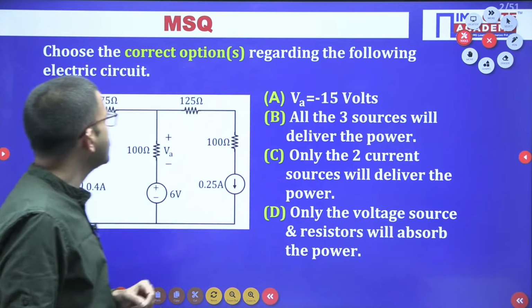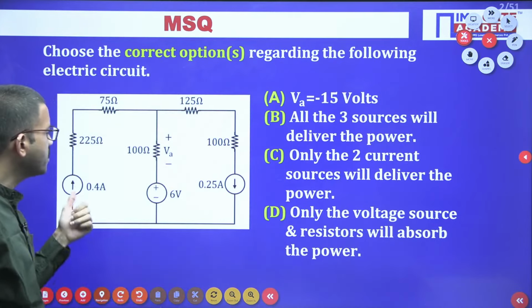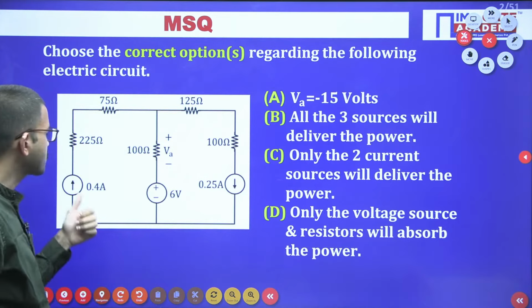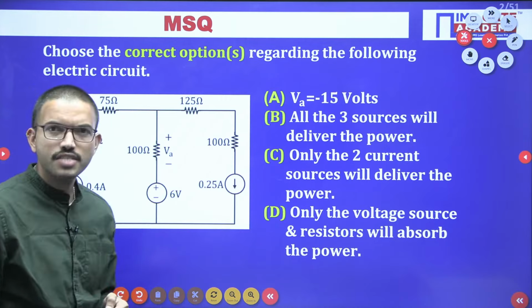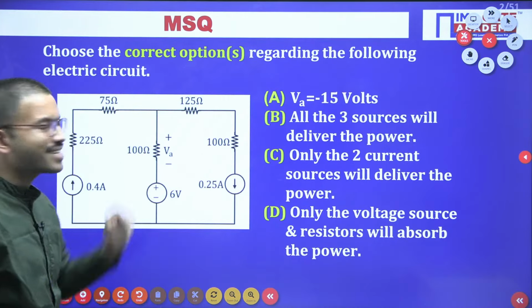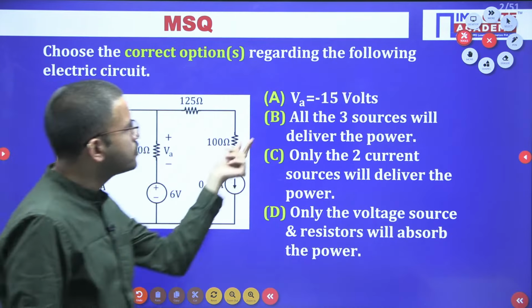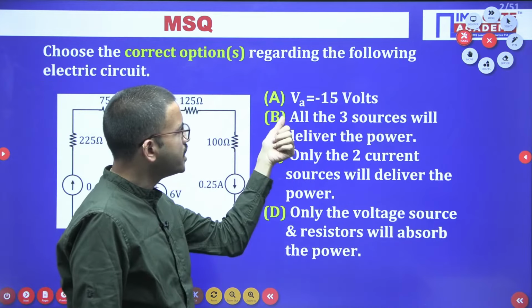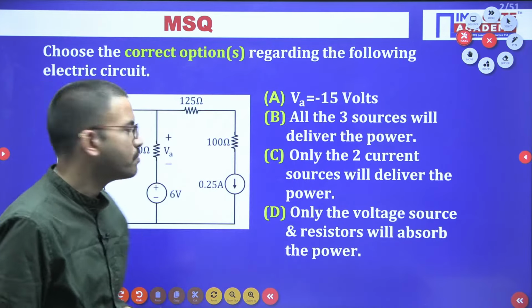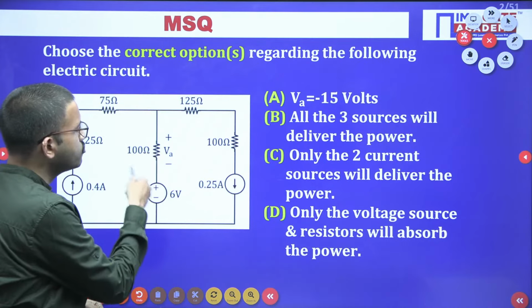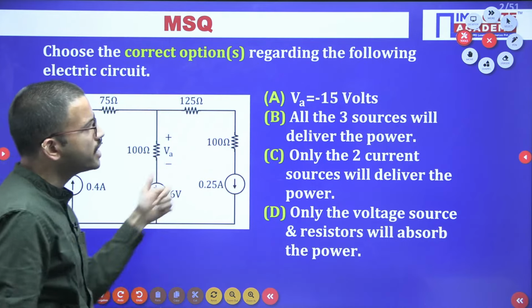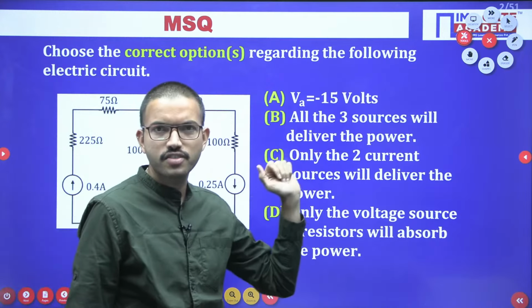In this question, they have given one circuit diagram. In this circuit diagram, you have two current sources, 0.4 ampere and 0.25 ampere, and one voltage source of 6 volt. After that, you have resistors. If you observe the choices, in option A they have mentioned VA, that means the voltage across this 100 ohm resistor. Regarding that, they have given the voltage value as minus 15.